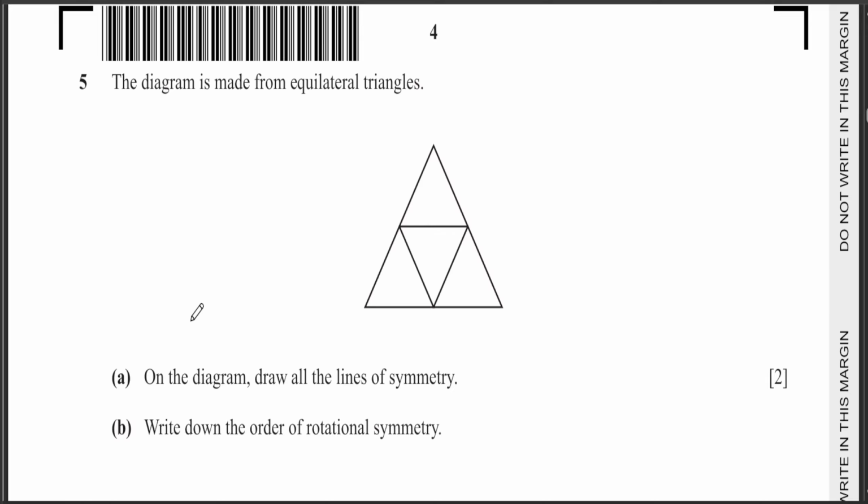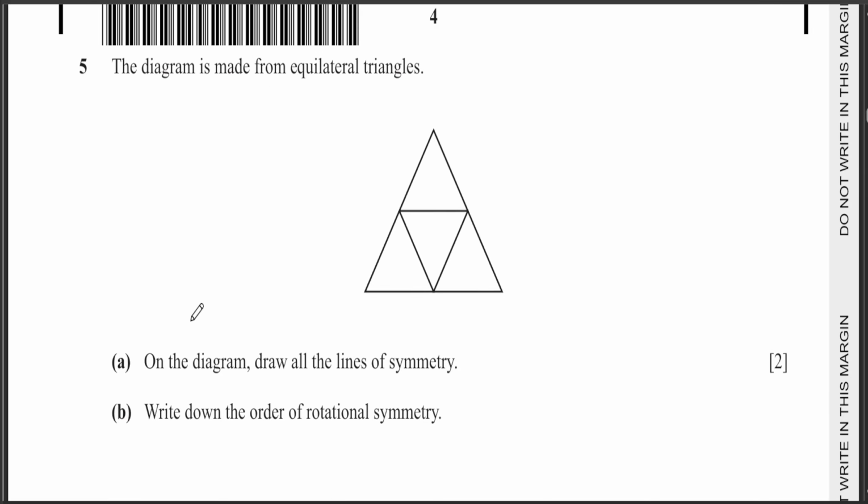Question 5. The diagram is made from equilateral triangles. On the diagram, draw all the lines of symmetry. Question B, write down the order of rotational symmetry. Since all of them are equilateral triangles, this is the first line of symmetry. This is the second, and this is the third.